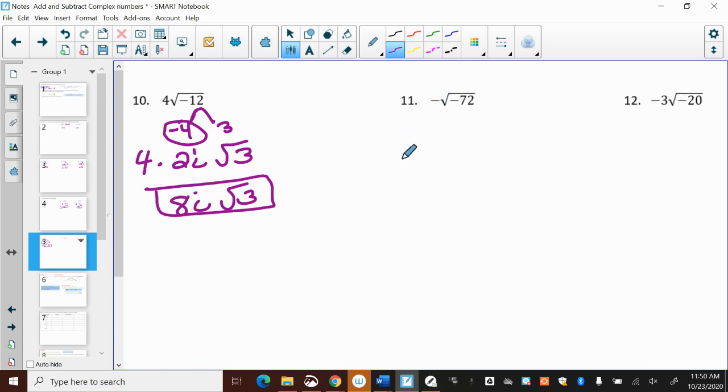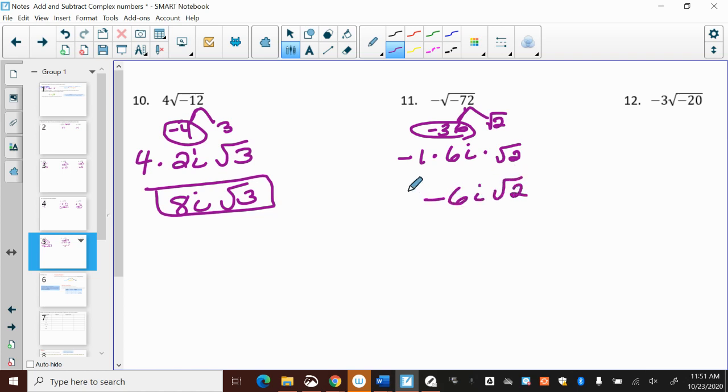This negative really means a -1. I'm going to break 72 into 36 times 2, -36 times 2. This guy here is the perfect square. So it's going to be times 6i. This piece I cannot take the square root of, so this one's remaining in the radical. So times root 2. That's going to be minus 6i root 2.